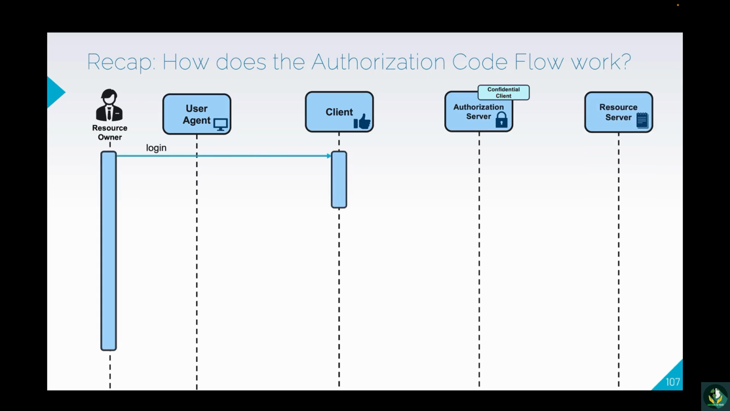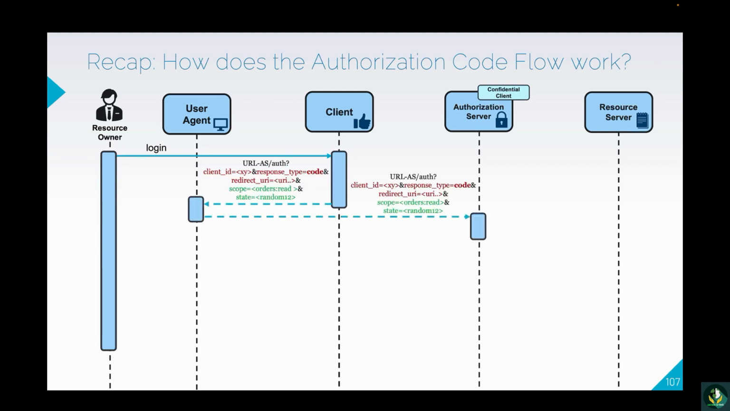The resource owner initiates the flow by attempting to log in or by giving permission for the client to access their resources. The client then redirects the resource owner via the user agent to the authorization server's authorized endpoint with a redirect request. Note that here the response type must be set to code, indicating the authorization code flow is being used. The resource owner authenticates with the authorization server and, if applicable, reviews and approves the requested scopes.